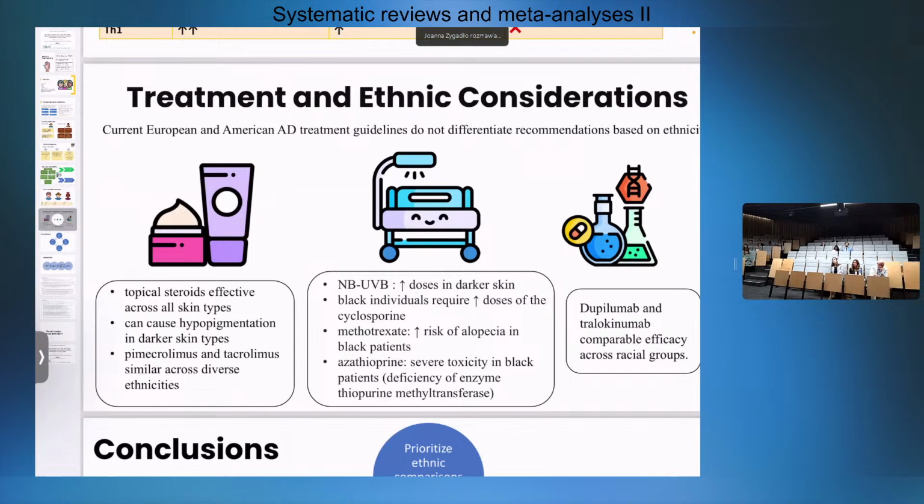Biologic treatment is comparable in few studies, very few studies that compare this between ethnicities, and they concern dupilumab and tralokinumab.